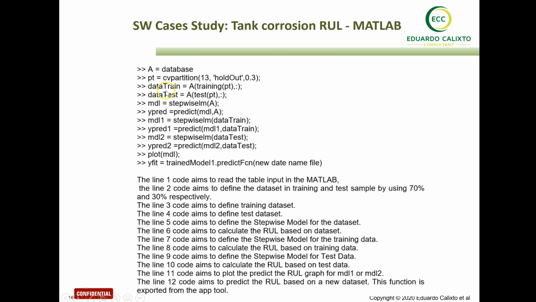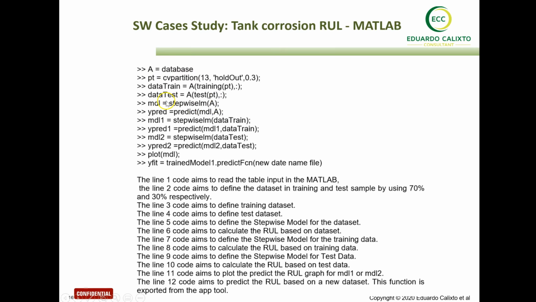Then I need to define the data train matrix to collect the training data, and that will select 70% of the database at random. That will make a random selection of 70% of the number of information that I have here. And then after that I do the same for test data: I create a data test matrix that gets 30% random data from my data set.